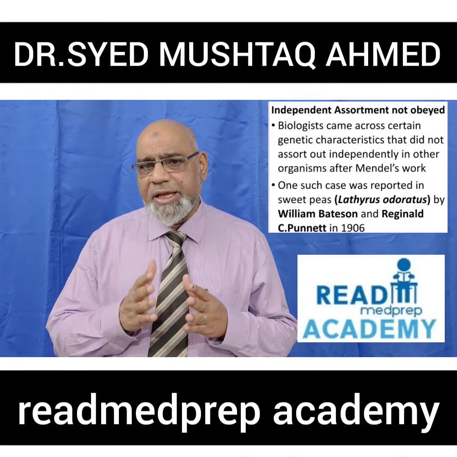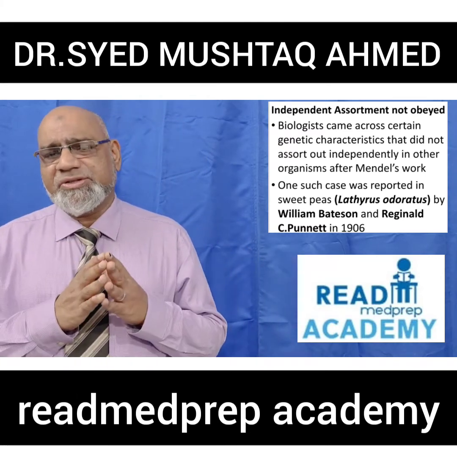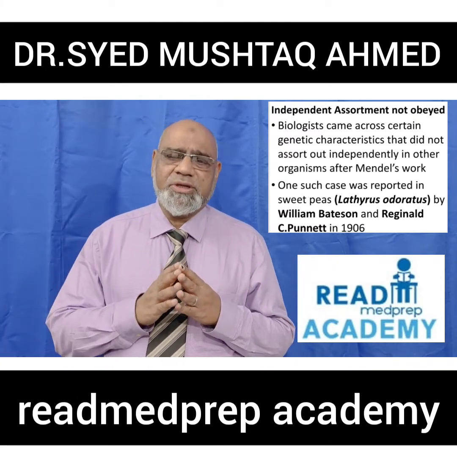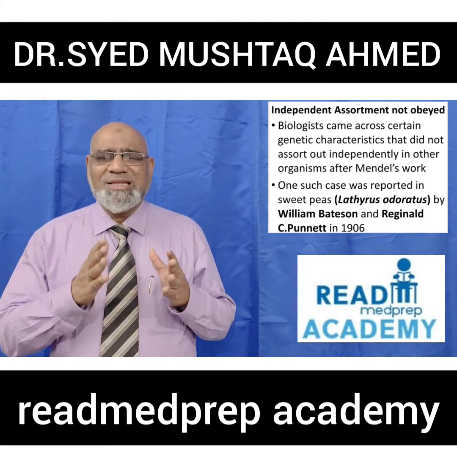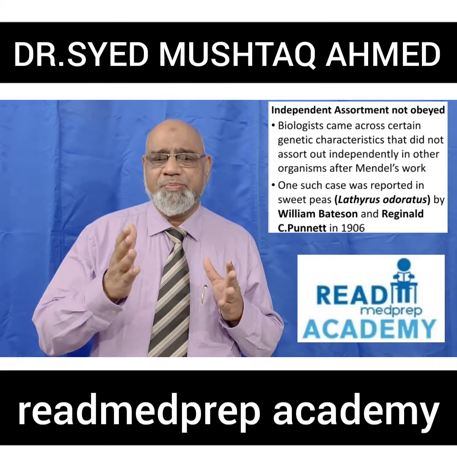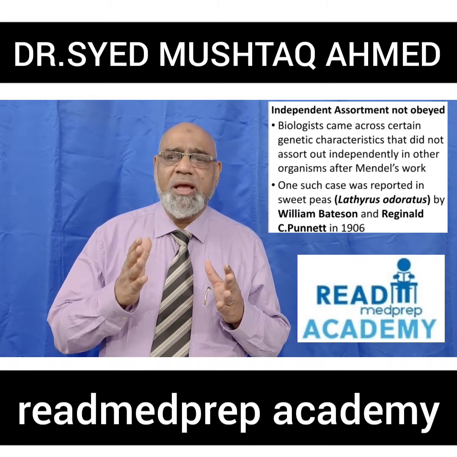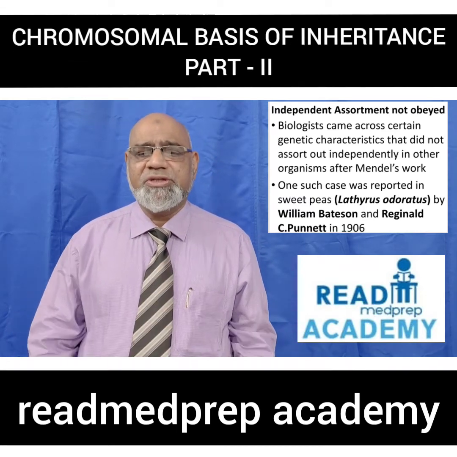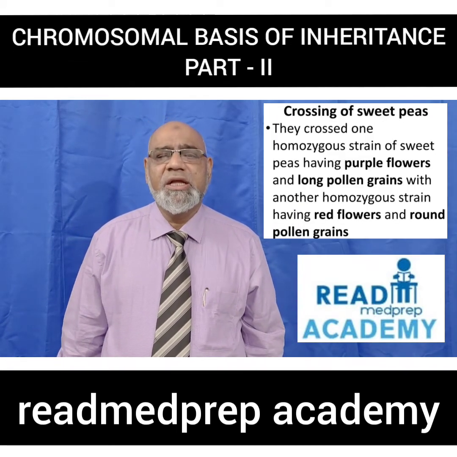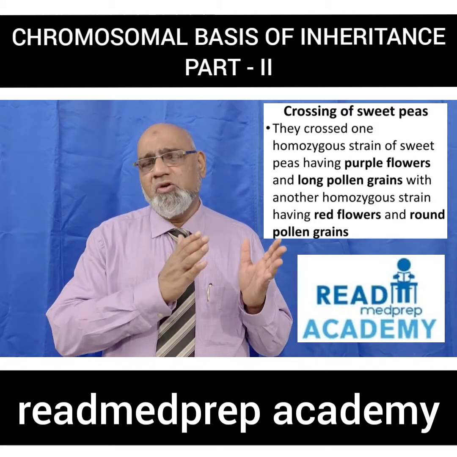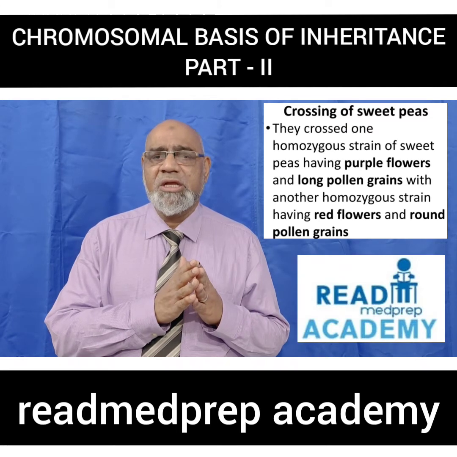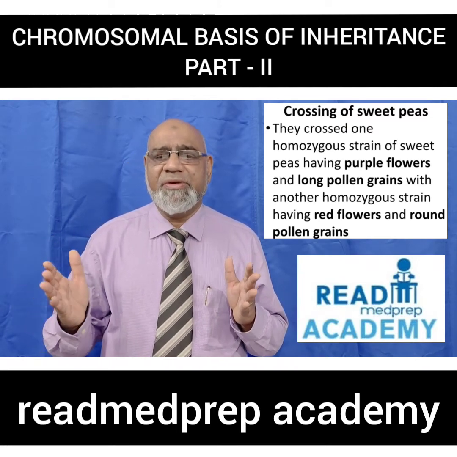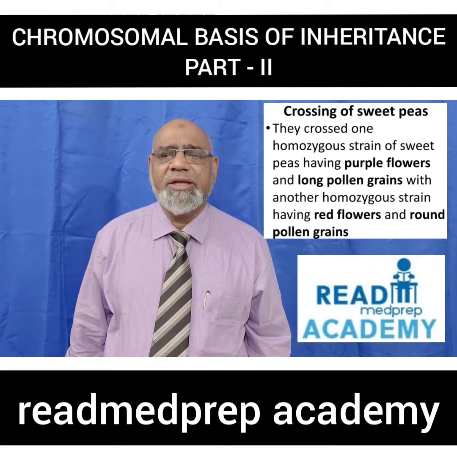Biologists came across certain genetic characteristics that did not assort independently in other organisms after Mendel's work. One such case was reported in sweet peas, Lathyrus odoratus, by William Bateson and Reginald C. Punnett in 1906. They crossed one homozygous strain of sweet peas having purple flowers and long pollen grains with another homozygous strain having red flowers and round pollen grains.